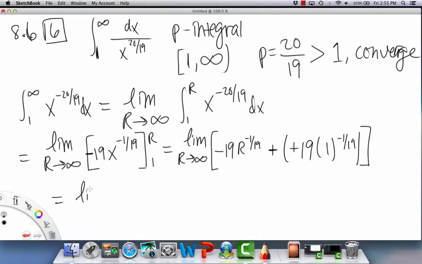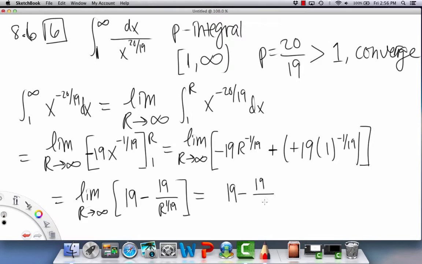Okay, so we'll get the limit as r goes to infinity of positive 19, and I'm just going to switch the order here, minus 19 over r to the 1 over 19. Okay, so then if we plug in infinity for r, we're going to get 19 minus 19 over infinity to the 1 over 19. And this on the bottom basically just is infinity itself, which makes the second term 0. And our final answer is 19.